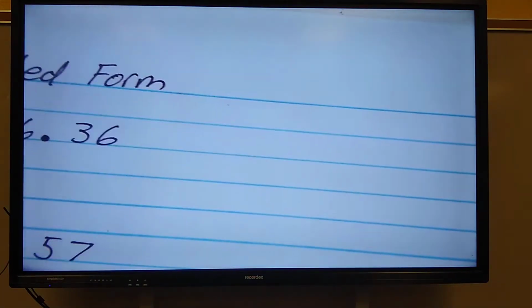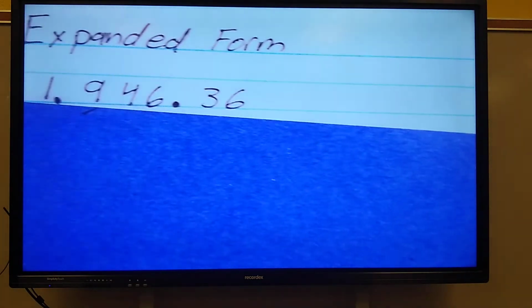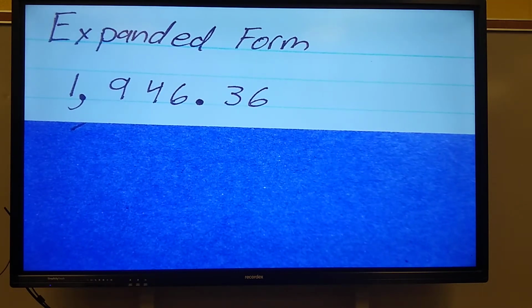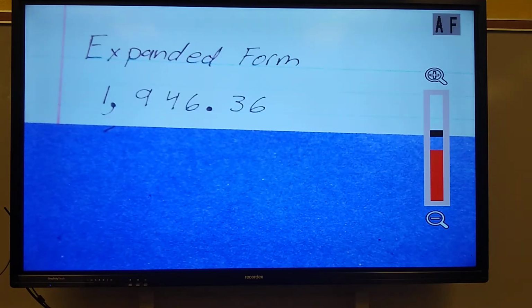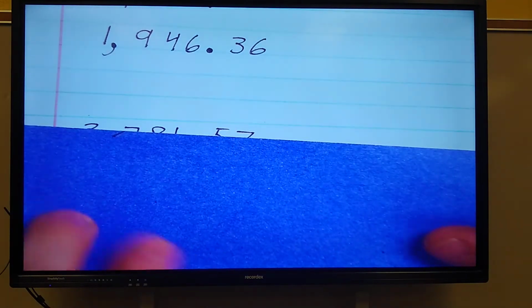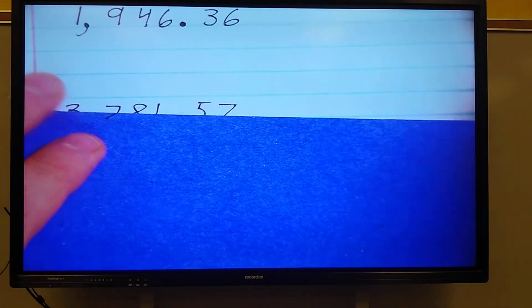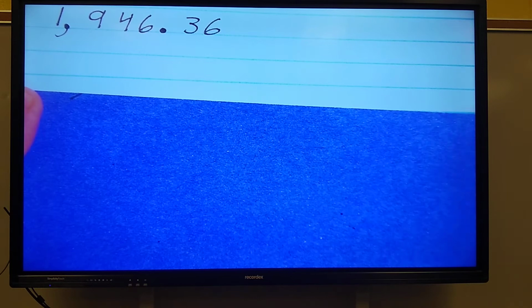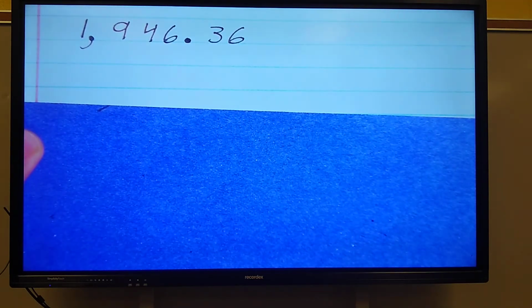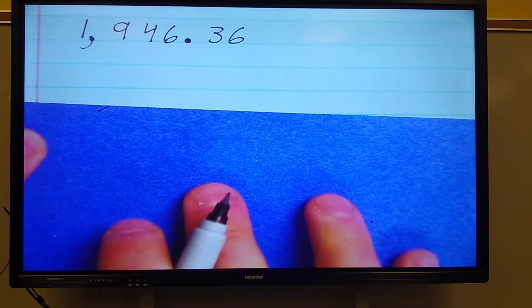All right. Expanded form. Expand means to stretch out. So think of it that way. We're stretching out the number. So here is the first number, and I'm going to do this one for you. You just pay attention. That's your job right now.